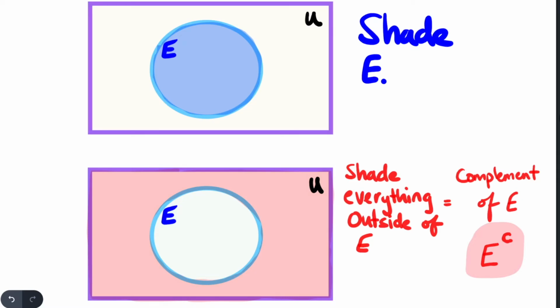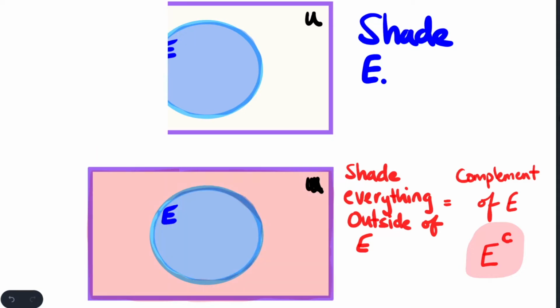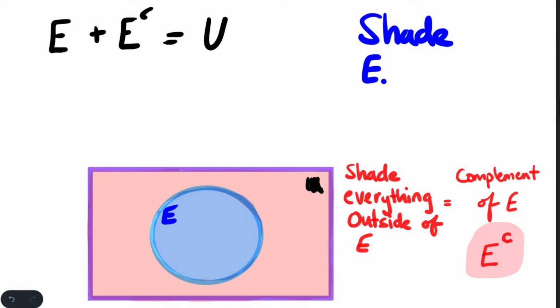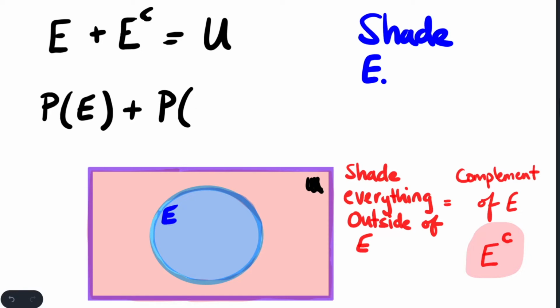So above we had E shaded, below we had E complement shaded. When I combine the two together, we see that we get the entire diagram shaded. All of U is now shaded when you combine E plus E complement. So E plus E complement is the universal set. It gives you everything. And then whenever we talk about probabilities, it turns out the probability that the event occurs plus the probability that the event doesn't occur, which in notation is the probability of E complement, is equal to the probability of the entire universe. So we've covered all our bases.